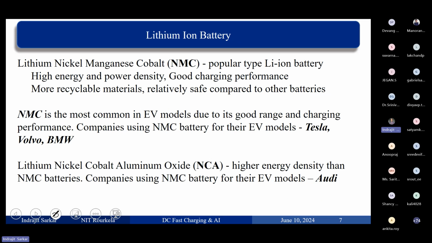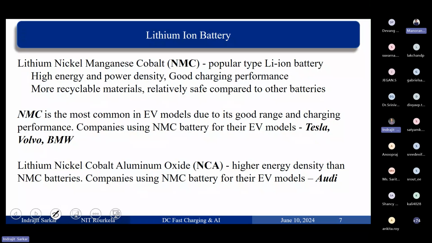Okay, now you need to know this, because every company will mention that they are going to use lithium ion battery, but they will not mention what type of lithium ion battery they are going to use. There are two major types of lithium ion battery that are useful for electric vehicles. One is NMC, another one is NCA. NMC is the lithium nickel manganese cobalt. It's a popular type of lithium ion battery, with a high energy and power density.